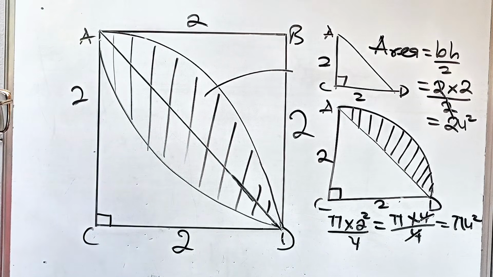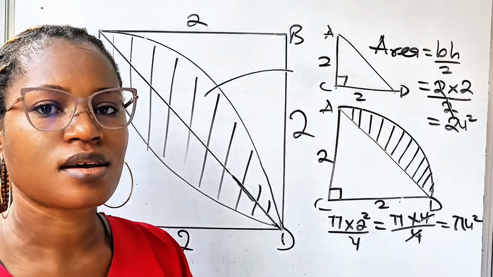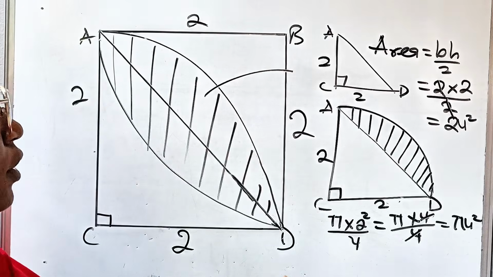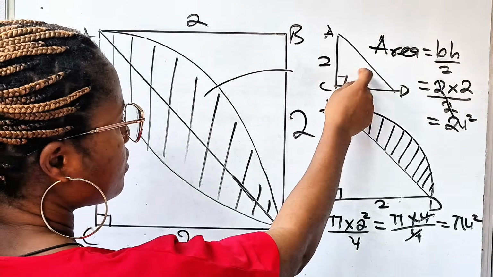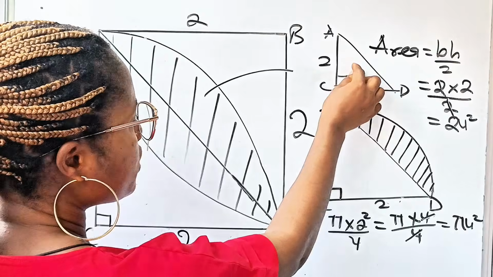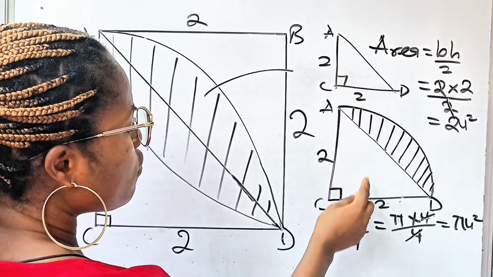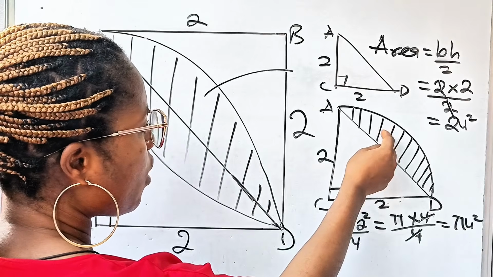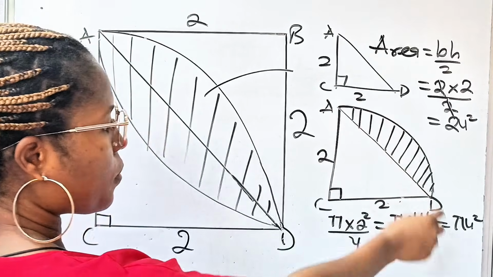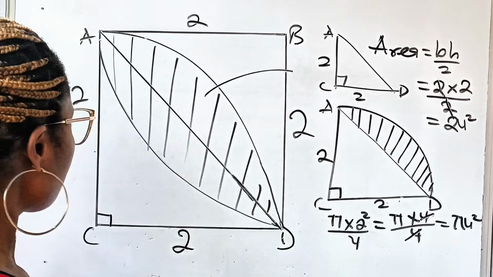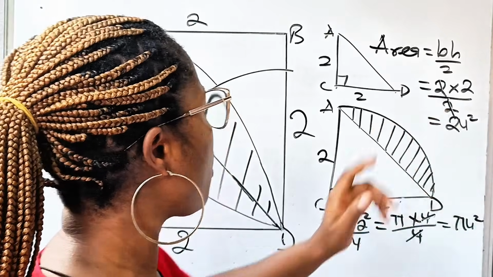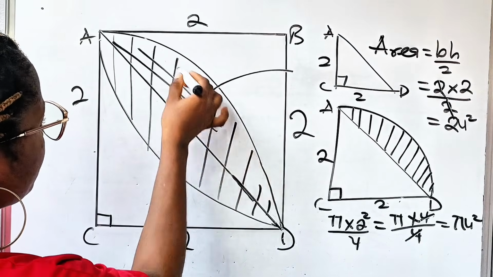Then we are asked to find the area of the shaded portion. How are we going to make use of this and this to find the area of the shaded portion? It's actually something you can do easily. You can see that this is part of this. So if we take away the area of this triangle from the area of this quarter circle, we are going to find the area of this part, this one on top, right? So let's go ahead and do that. Area of the quarter circle minus area of the triangle will give us this area. This one I'm shading now.